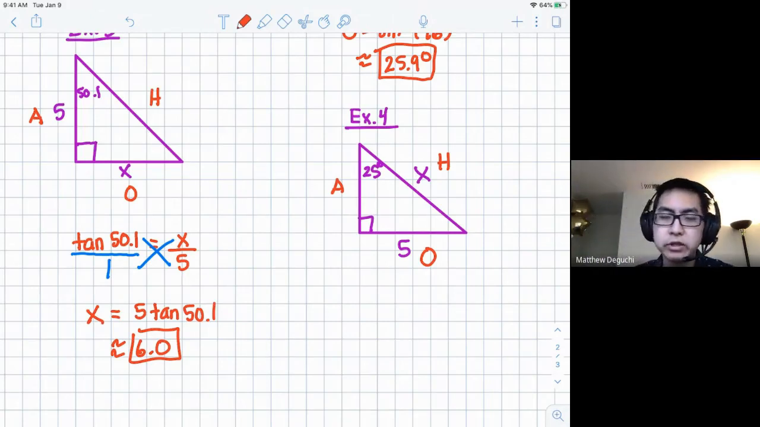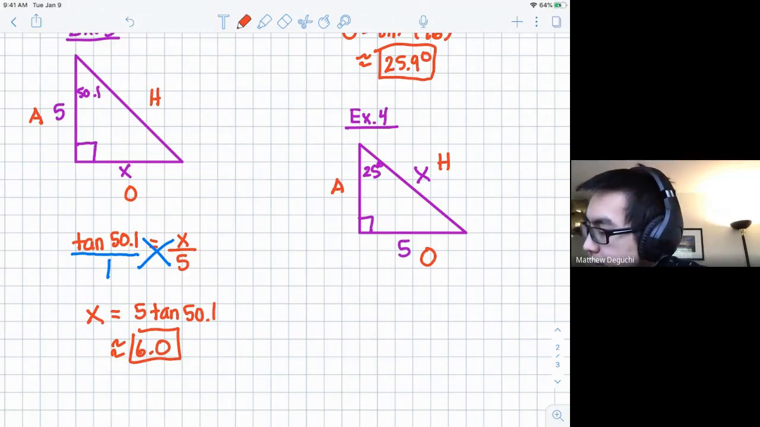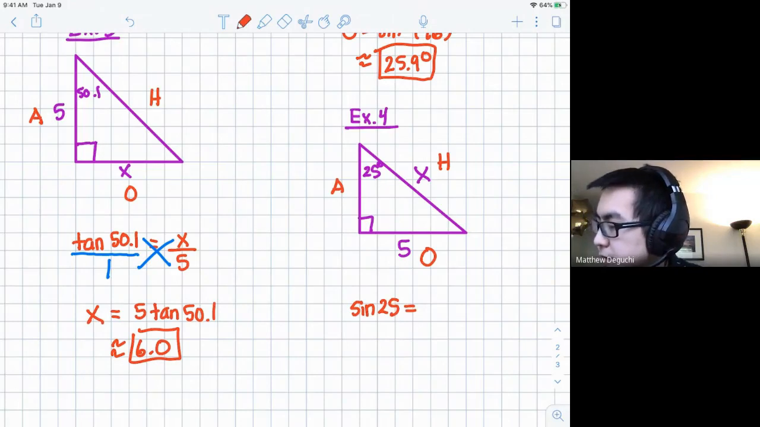So for that question that the person just asked, you don't do tan inverse, you just do tangent. You only do tan inverse when you are solving for angle measurements, okay? Good question. So this one is sine 25 is equal to opposite, which is 5, over hypotenuse, which is x.